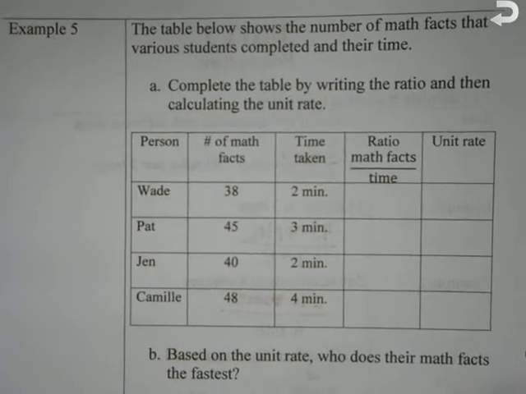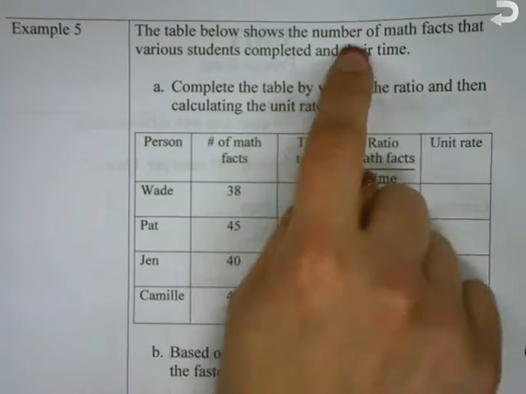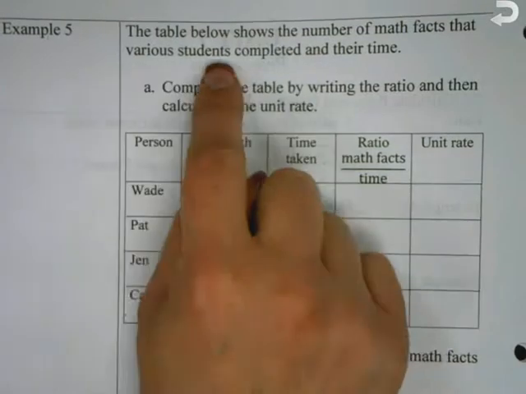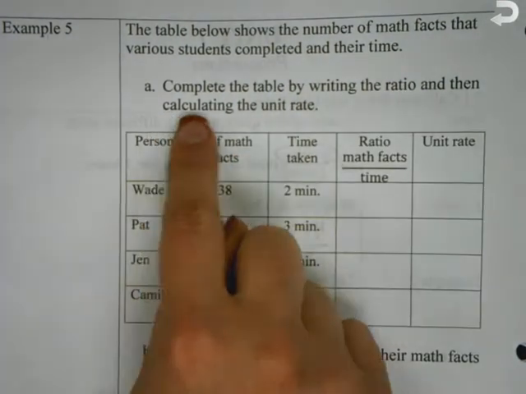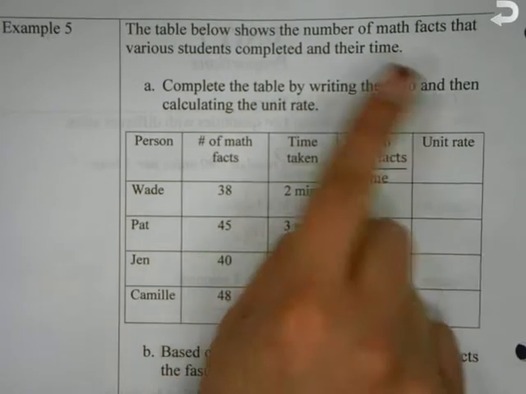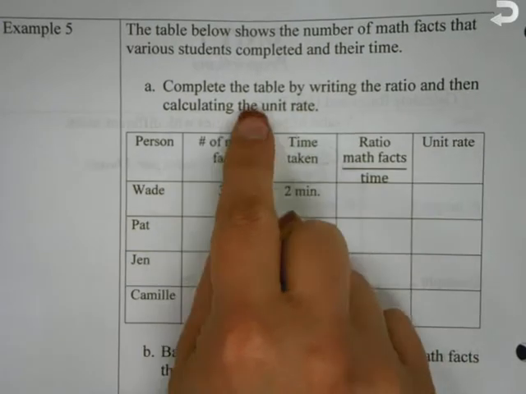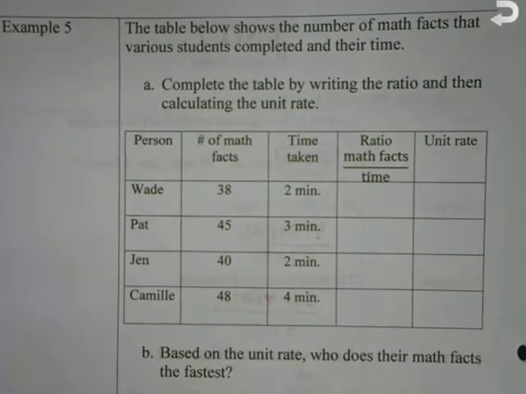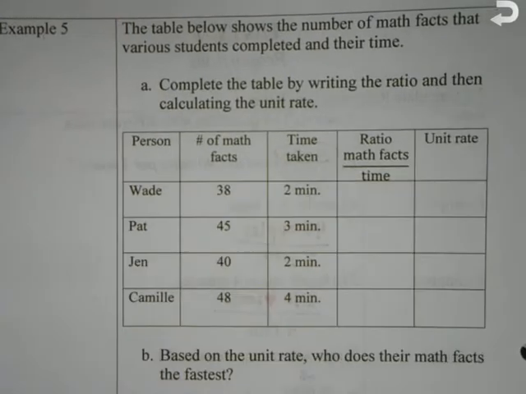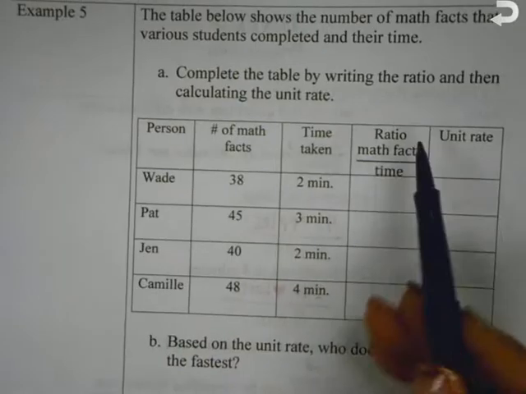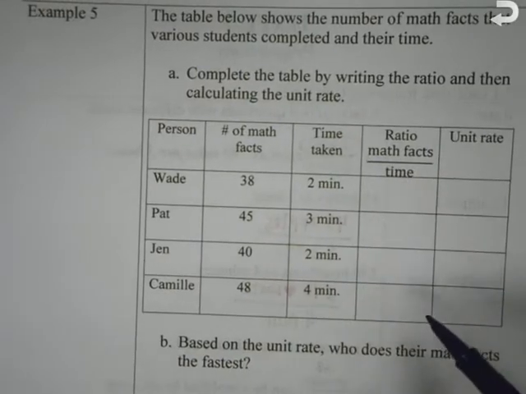Alright, so what we have to do for this one is we want to first fill out the ratio column. So we're going to do math facts to time. So let's look at Wade here. How many math facts did he do? 38. So I abbreviate it to MF. All over how many minutes? 2 minutes. So Wade's ratio is 38 math facts to 2 minutes.